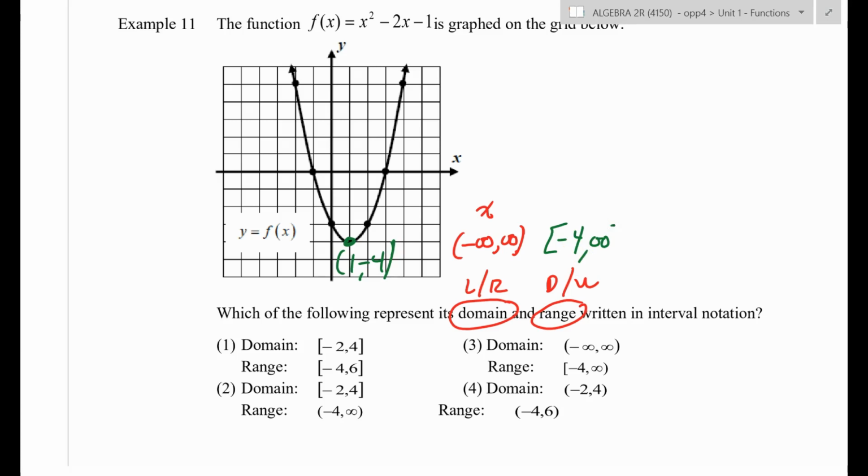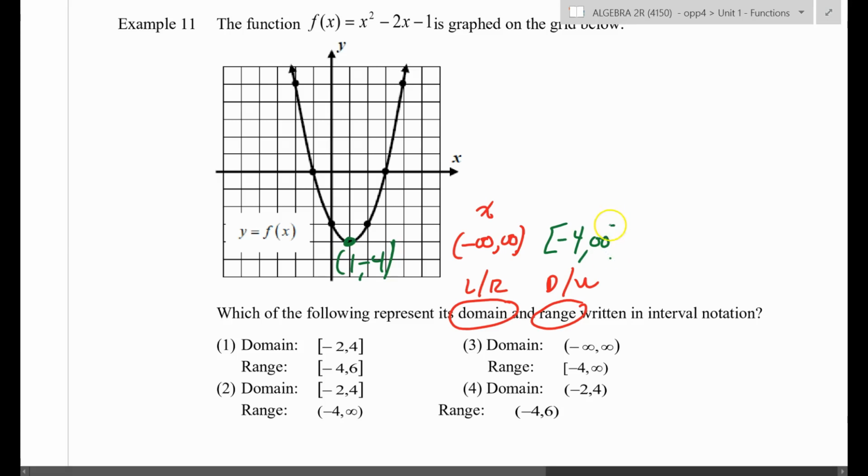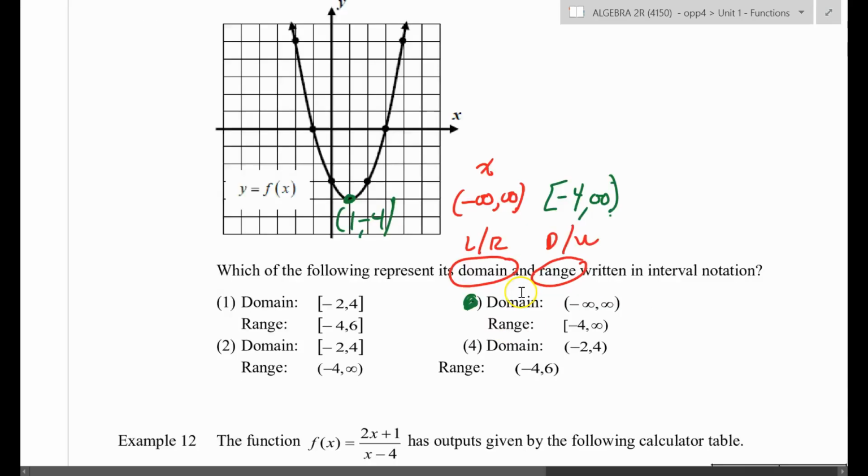Very good. All right, so there it is, guys. Which choice is that? That's choice 3. Cool? All right.